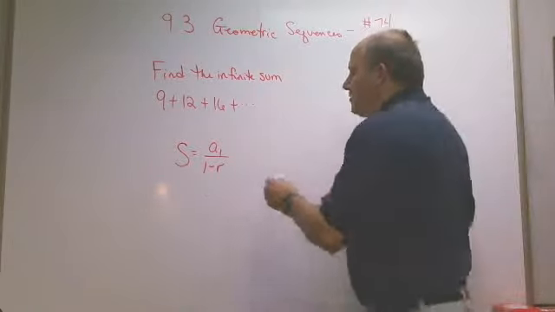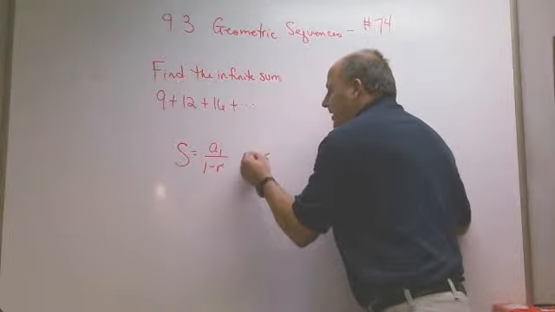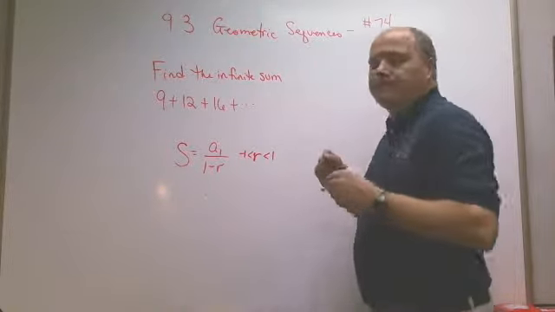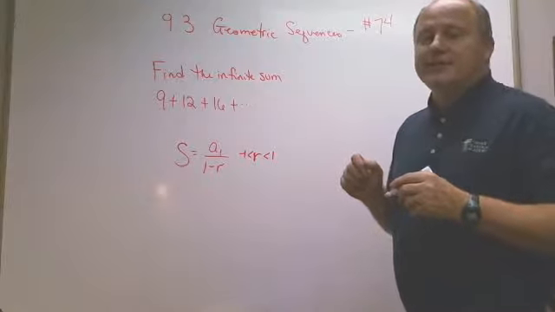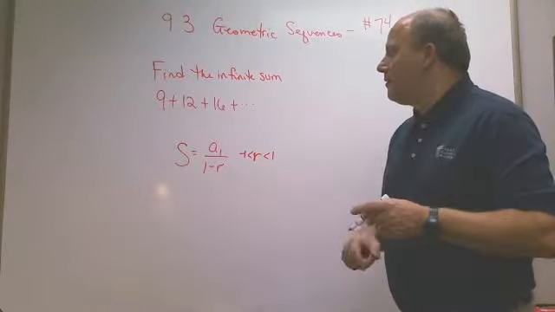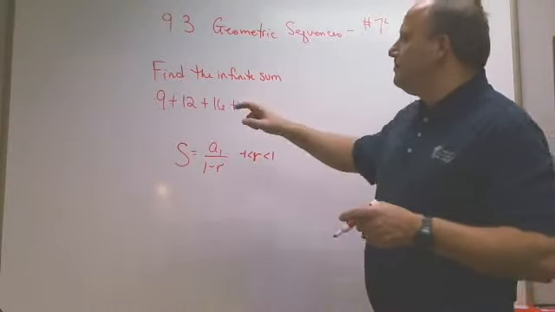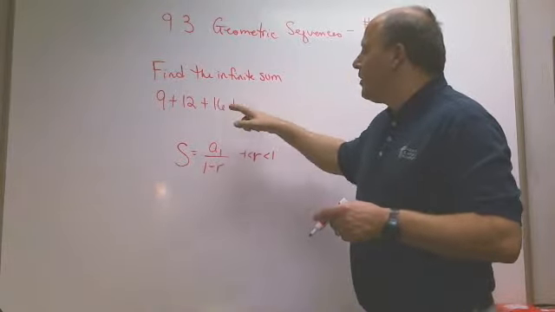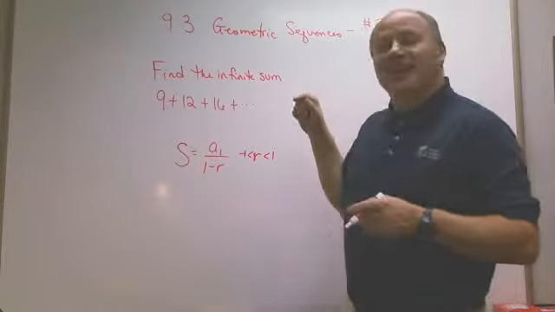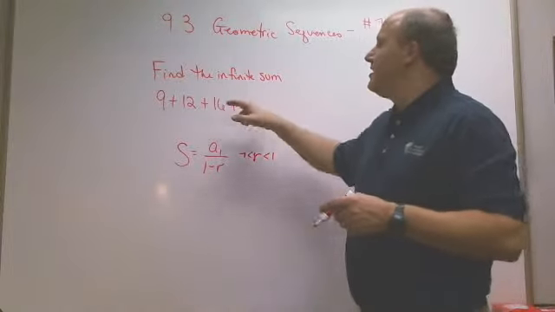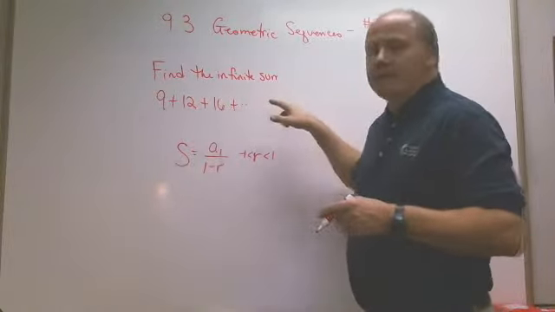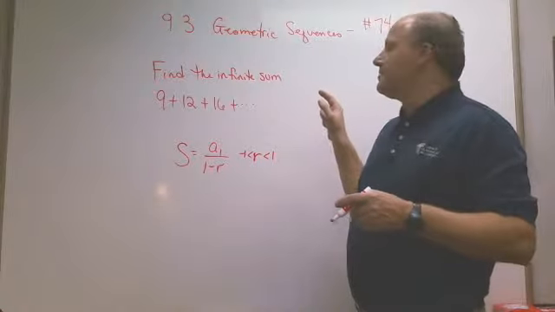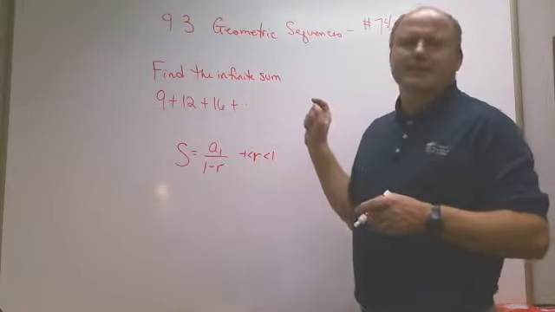Now, in order for this formula to work, R has to be between -1 and +1. And that might create an issue here. I'm just looking at the problem here, and I'm sitting there thinking, it's growing. 9 plus 12, that's 21. 21 plus 16, we're up to like 37. And the numbers are getting bigger as it progresses. So that kind of tells me something.